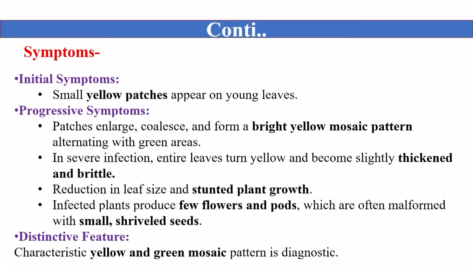And the symptoms: small yellow patches appear on the young leaves, and as symptoms progress the patches collapse, and sometimes bright yellow mosaic patterns appear on the surface of the leaves. The leaves become thickened and brittle, leaf size is reduced, and plant growth is stunted. Infected plants produce few flowers or pods, which are often malformed with small shriveled seed.